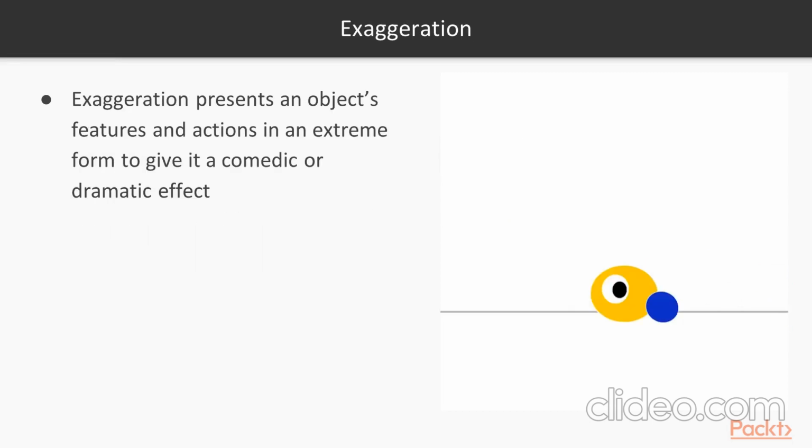The ninth principle is exaggeration, which, if done well, can add comedy or drama to your animation. Here the red ball encounters a yellow ball and is surprised.